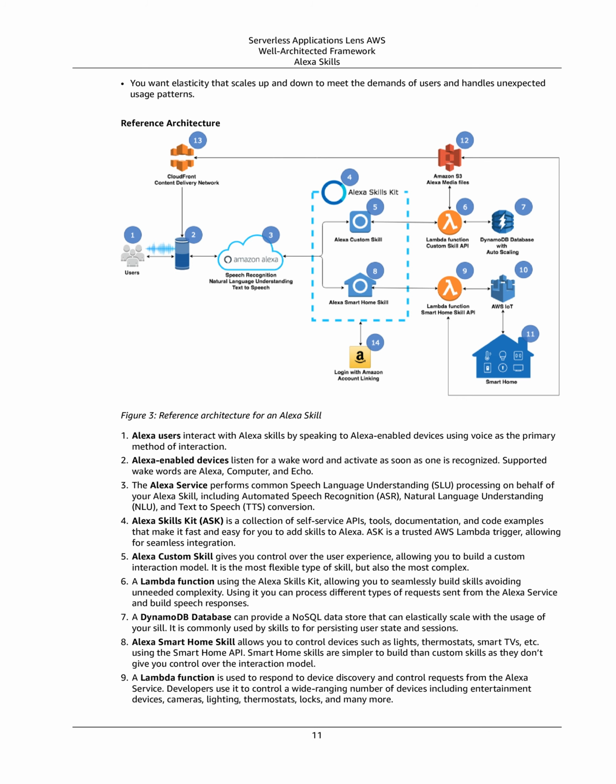8. Alexa Smart Home Skill allows you to control devices such as lights, thermostats, smart TVs, etc. using the Smart Home API. Smart home skills are simpler to build than custom skills as they don't give you control over the interaction model. 9. A Lambda function is used to respond to device discovery and control requests from the Alexa service. Developers use it to control a wide-ranging number of devices including entertainment devices, cameras, lighting, thermostats, locks, and many more.